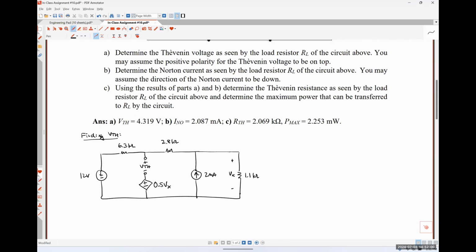Nodal. So we could definitely do nodal. Let's just look at things here really quickly. So I've got one node here, a second node here, a third node here, a fourth node here, and a fifth node down here at the bottom. So that's going to be a pretty darn large system. So we could do it, but we only have 2 meshes, so I think that might be the easier route.